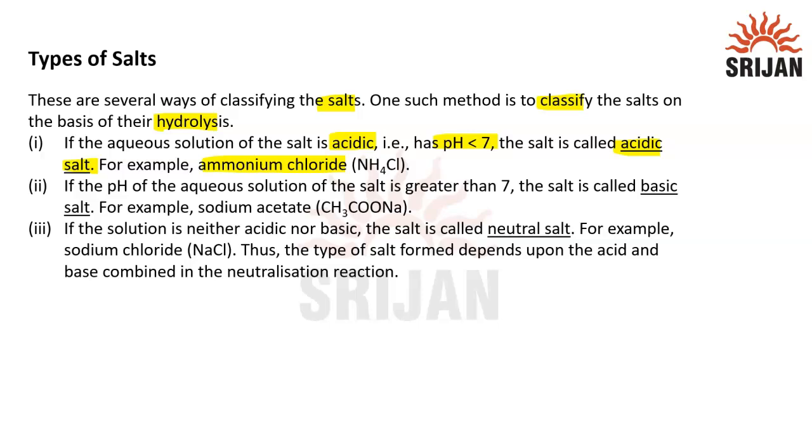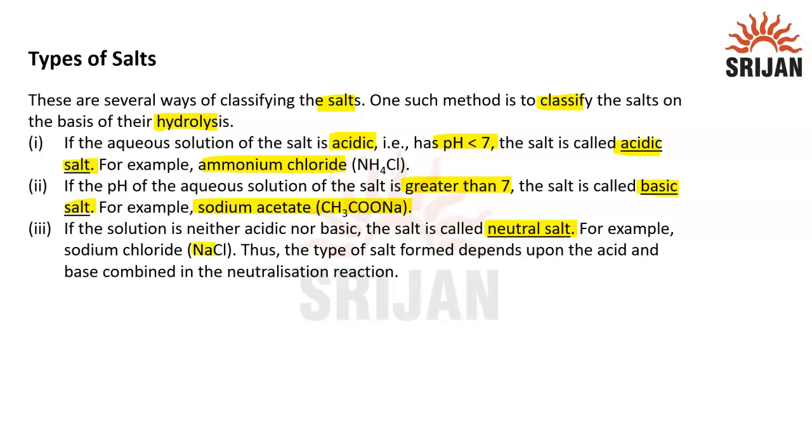But if the pH is greater than 7, then we can simply say the salt is a basic or alkaline salt. Now, how does this work? For example, we have sodium acetate. In sodium acetate, we have a strong base, which is sodium hydroxide, and a weak acid, acetic acid. So this sodium acetate, which is a salt, is formed from the reaction between a strong base and a weak acid.